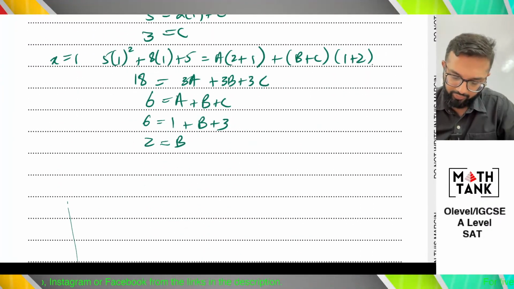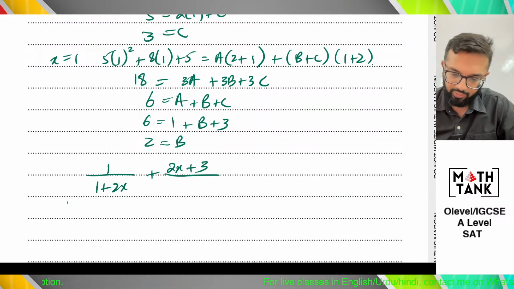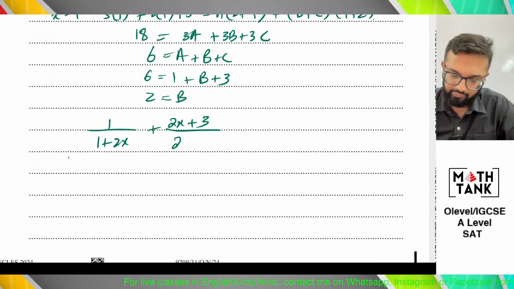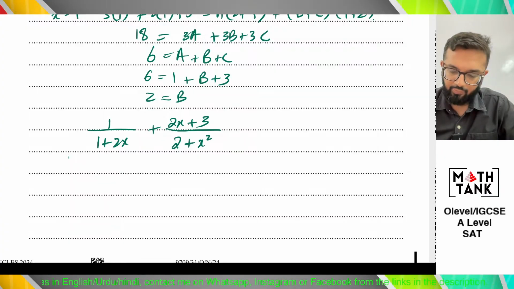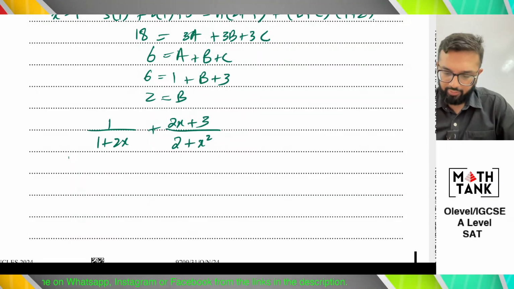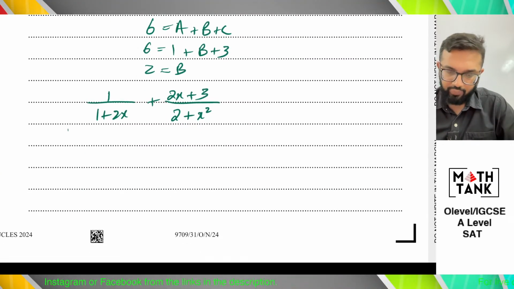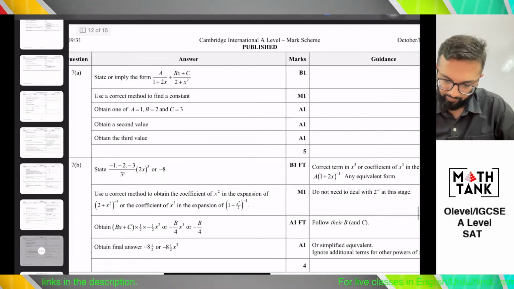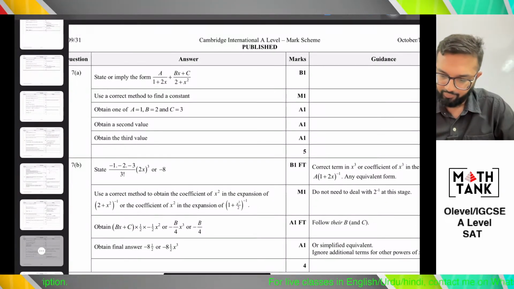1 over 1 plus 2x, plus 2x plus 3 over... Okay, those are the partial fractions. Let's check if they are correct. 1, 2, and 3. Yeah.